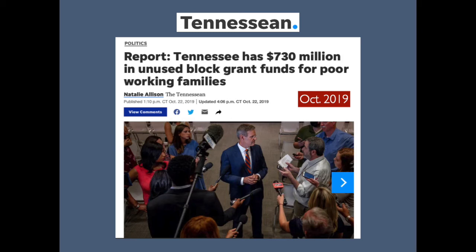So basically, the TANF block grant that was given from the federal government to the states, over the years, Tennessee has put back $730 million in unused block grant funds. And what's more interesting is that in some of the more in-depth reporting, it was found that Tennessee had actually spent some of its own money doing some things they could have used TANF money for. So basically, Tennessee was not using TANF funds wisely. And so some of the legislators introduced bills to try to address this big backlog of money, or this big reserve of money that they had sitting there.